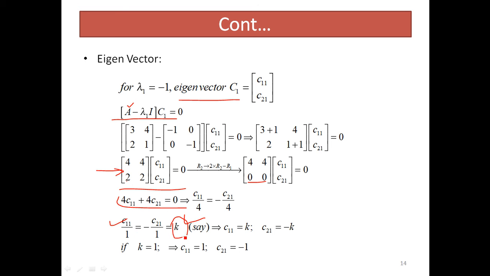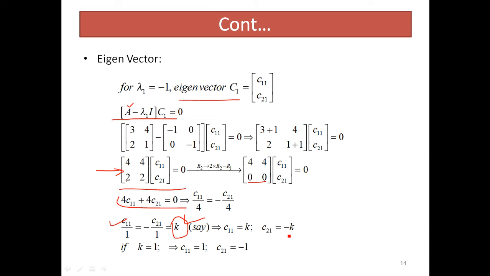So once you equate it to a constant k, then C11 equal to k and C21 equal to minus k. If you are considering k as 10, then C11 equal to 10, C21 equal to minus 10. If you are considering k as 1, then C11 equal to 1, C21 equal to minus 1. So the value of eigenvector corresponding to an eigenvalue depends on the value of k.